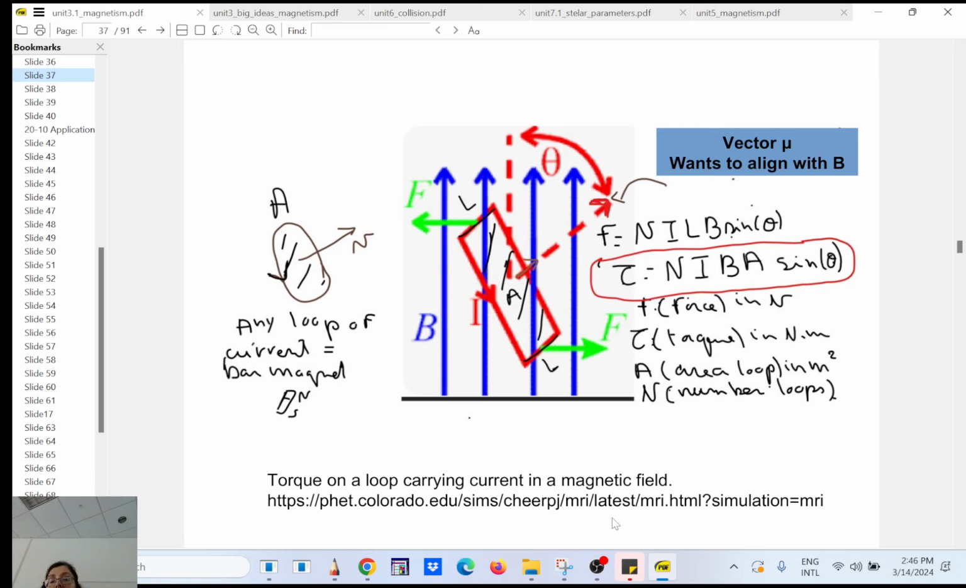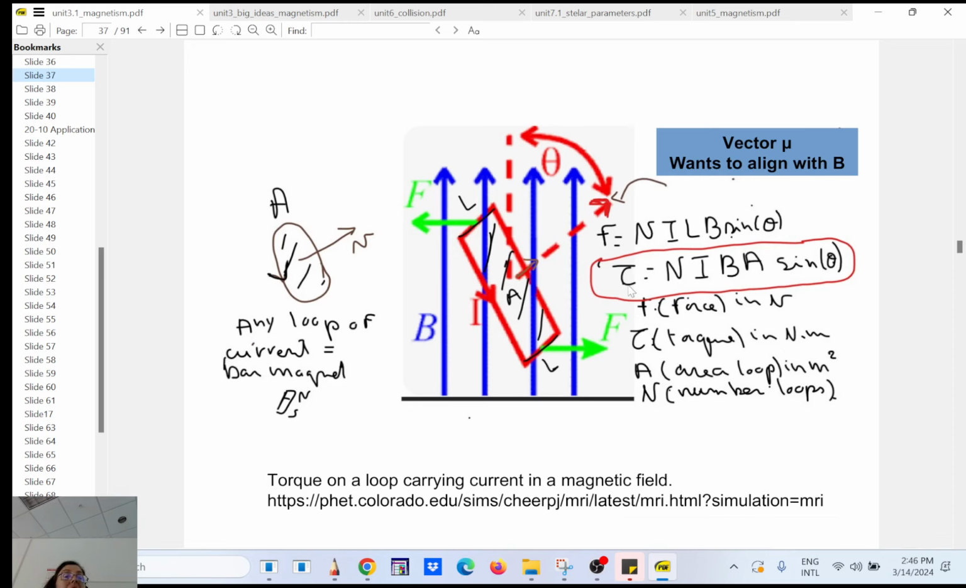Yeah, so once you know the current, you know the north. And once you have the north, it's like a magnet, so it wants to align with the magnetic field. Is that clear for everyone?